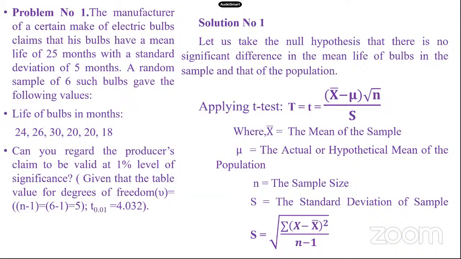So firstly here again we need to state the null hypothesis, in the same form. Let us take the null hypothesis that there is no significant difference in the mean life of bulbs in the sample and that of the population.